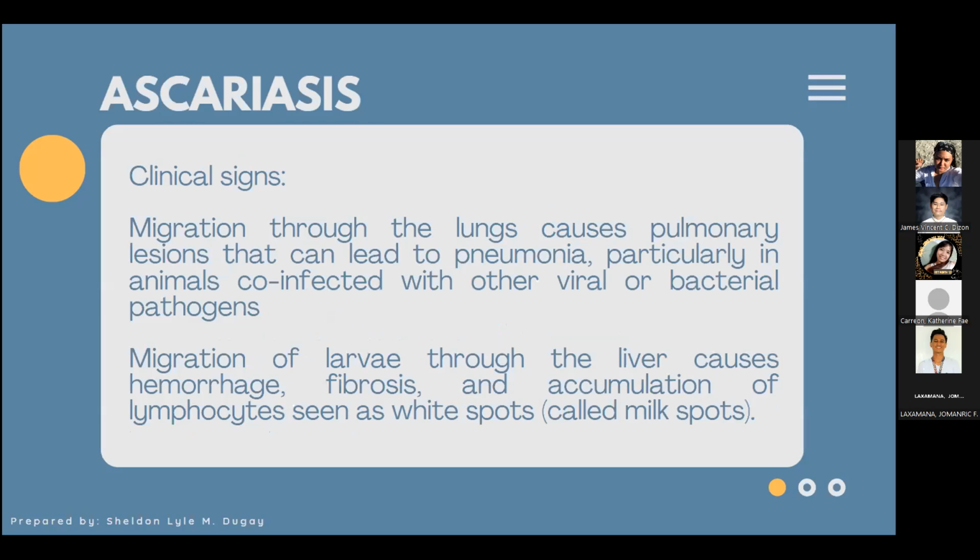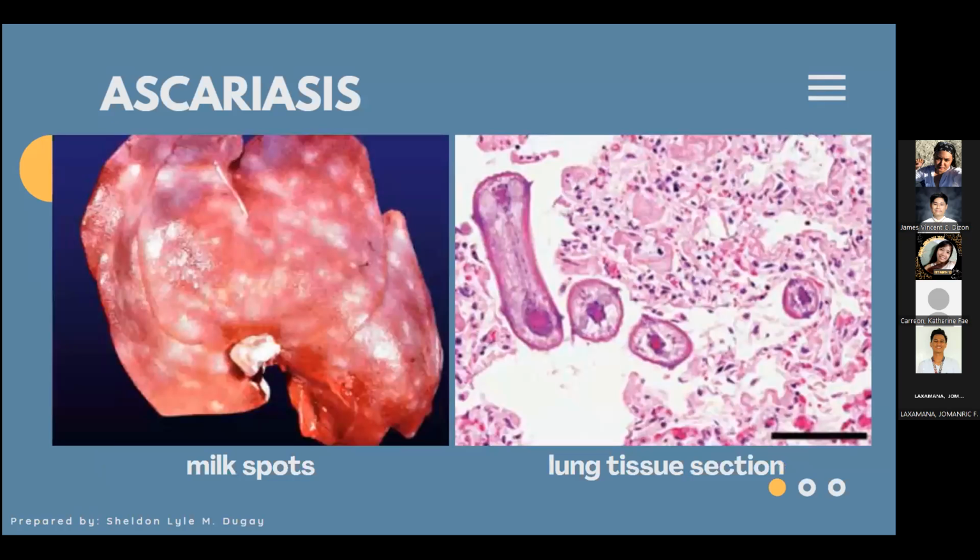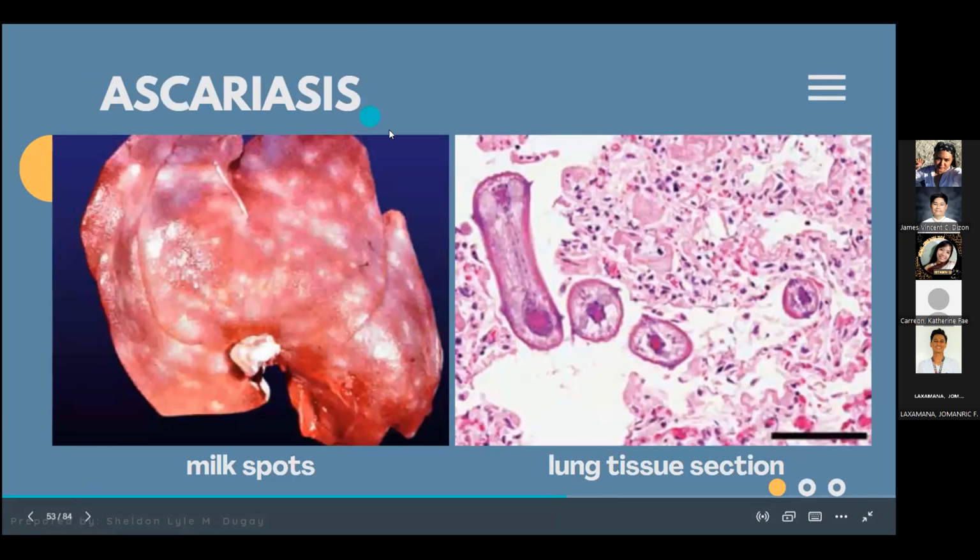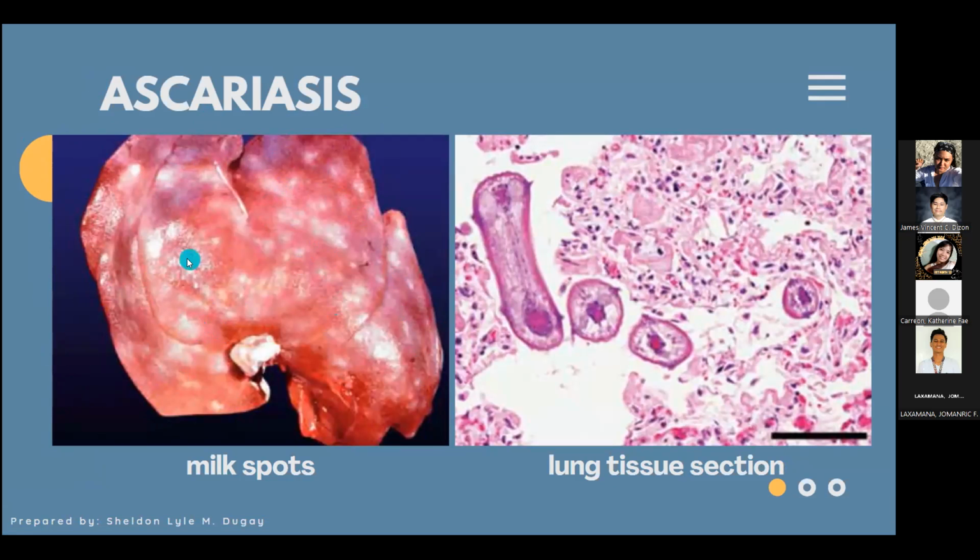Migration of larvae through the liver causes hemorrhage, fibrosis, and accumulation of lymphocytes seen as white spots. So, kung makikita nyo dito, ito yung liver ng isang pig na may ascariasis or may Ascaris suum infection. Dahil nagstay sila dito sa liver, yung iba, nagkakaroon ng fibrosis. Ayan, yung mga white na spots, kakaroon ng fibrosis. Tapos na-decrease yung efficiency or yung function ng liver.